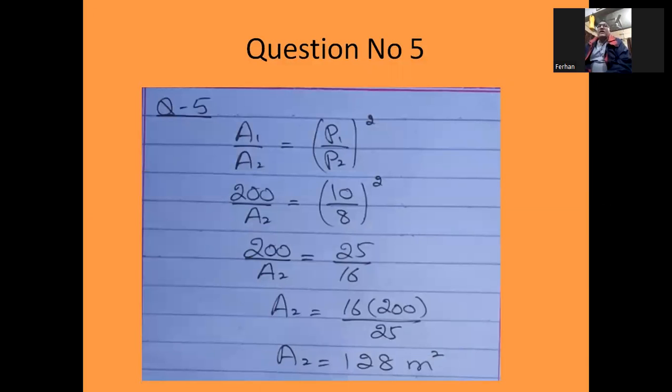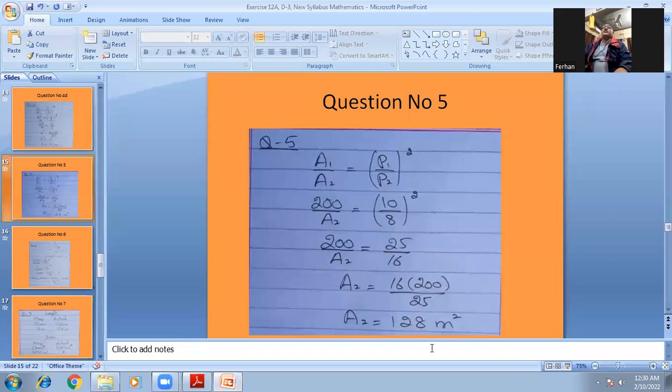So the area 1 by area 2 equals perimeter 1 by perimeter 2 whole square. So 200 divided by A2 equals 10 by 8 whole square. So 200 by A2 will be equal to, when you do it on your calculator, 10 by 8 whole square, you get 25 by 16. So the area 2 will be equal to 16 multiplied by 200 divided by 25. And the area 2 will be 128 meter square. So this is how you do question number 5.